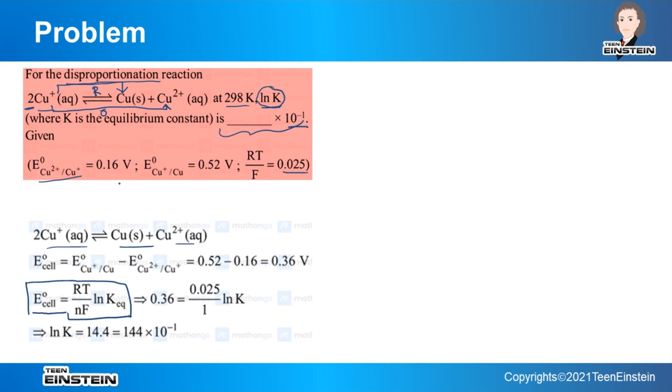Suppose the first equation that I am writing: copper plus is accepting 1 electron and is converted to copper. And another system is Cu2 plus, accepting 1 electron and converted to Cu plus. This is equation number 1, this is equation number 2. I have written these two equations because the E naught of these two systems is actually given.